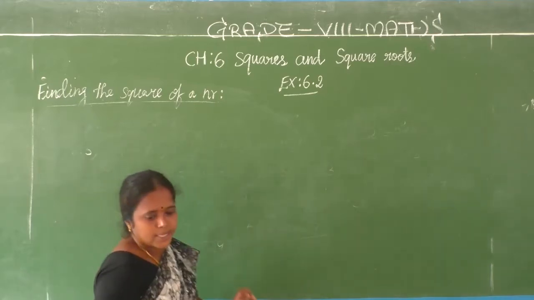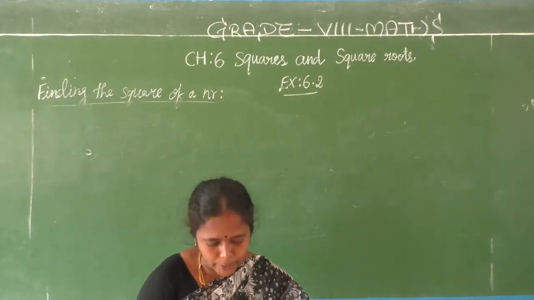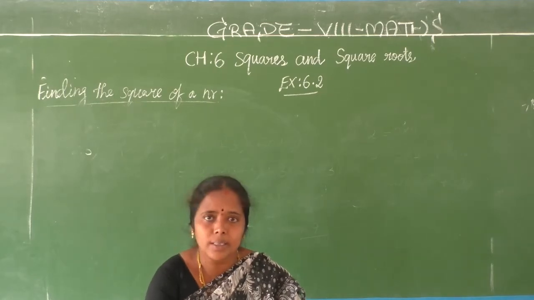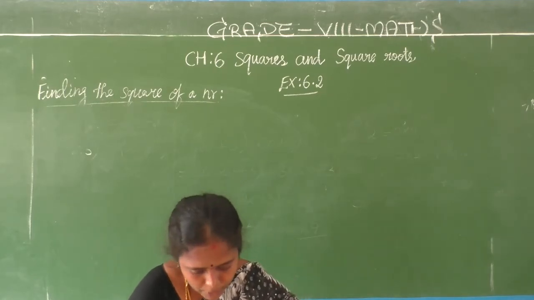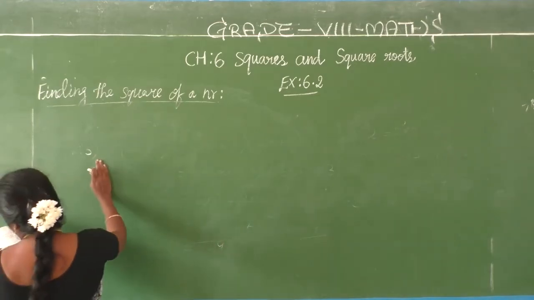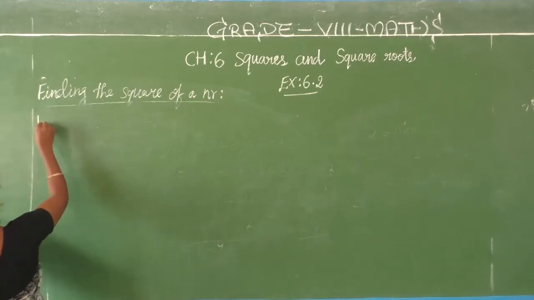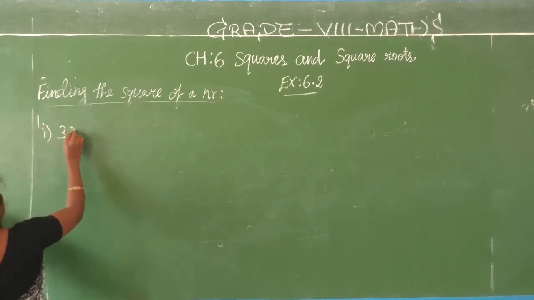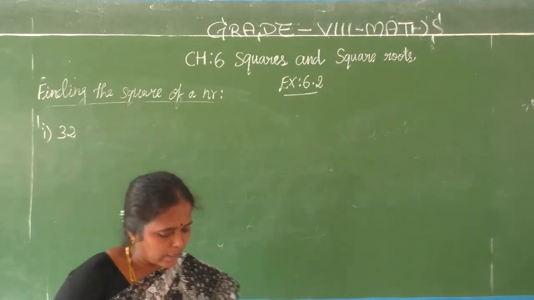In this exercise, there are two sections. The first section is finding the square of the given numbers without normal multiplication. See, in the first question, finding the square of the following numbers. In the first one, 32. We have to find the square of 32.